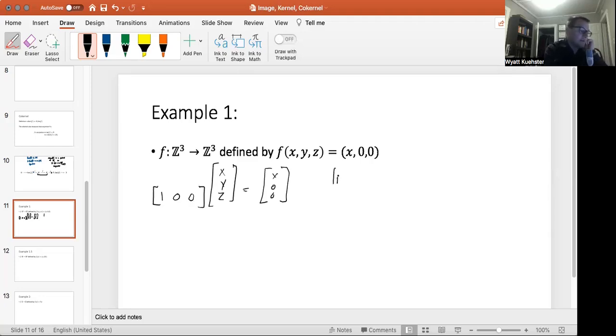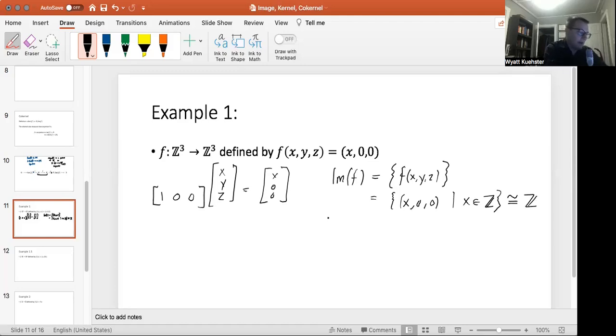So what's the image first? The image of f is all of the things of the form f of (x, y, z), where x, y, and z are integers. But then we just get things of the form (x, 0, 0), where x is some integer. So the image of this map is isomorphic to Z as an abelian group.